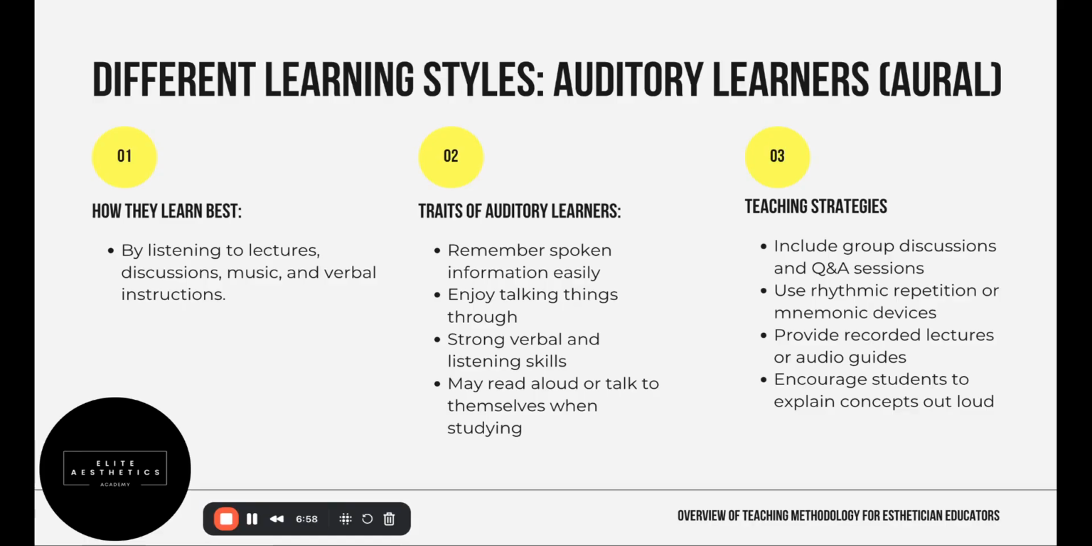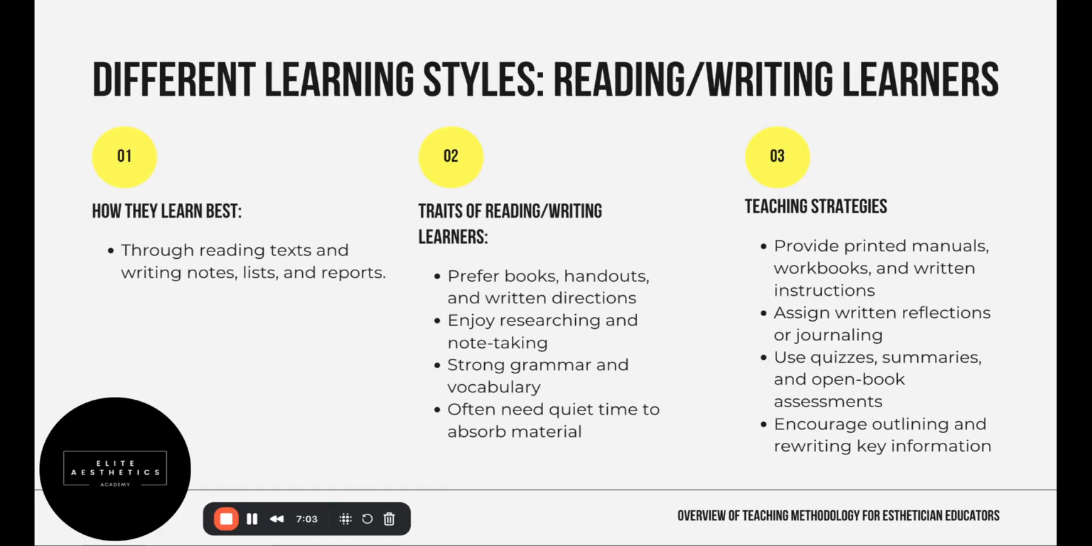Lastly is reading and writing learners. These learners learn best through text, writing notes, lists, and reports. Some traits: they prefer books, handouts, and written directions. They enjoy researching and note-taking. They often have strong grammar and vocabulary, and they often need quiet time to absorb material.